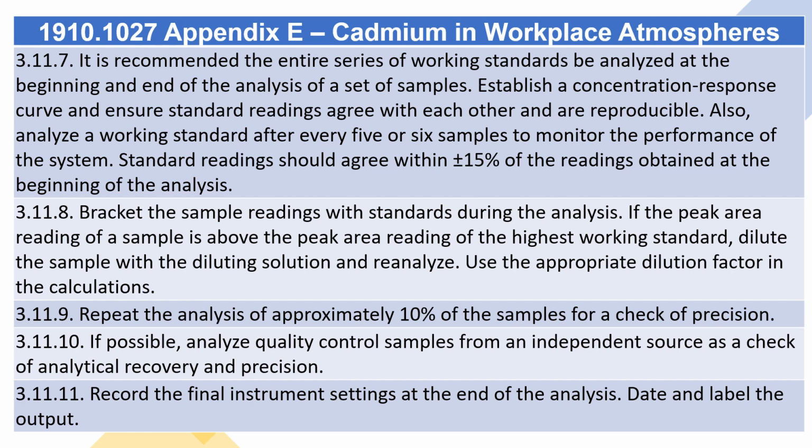3.11.9. Repeat the analysis of approximately 10% of the samples for a check of precision. 3.11.10. If possible, analyze quality control samples from an independent source as a check of analytical recovery and precision. 3.11.11. Record the final instrument settings at the end of the analysis. Date and label the output.